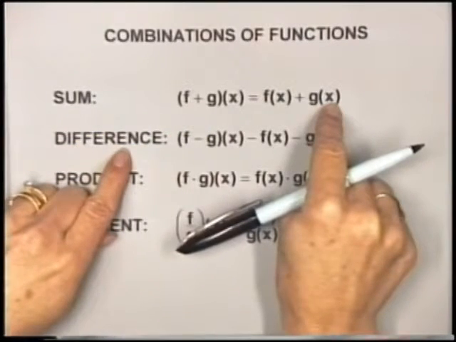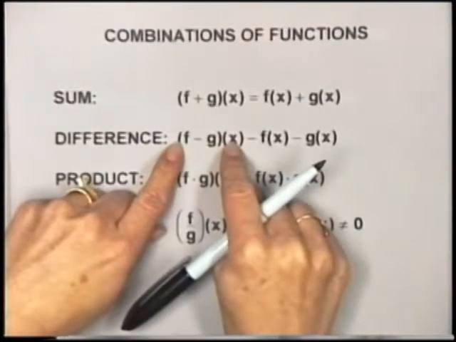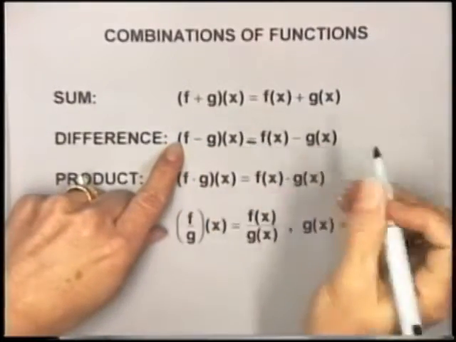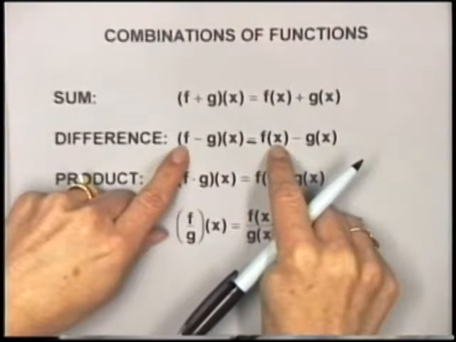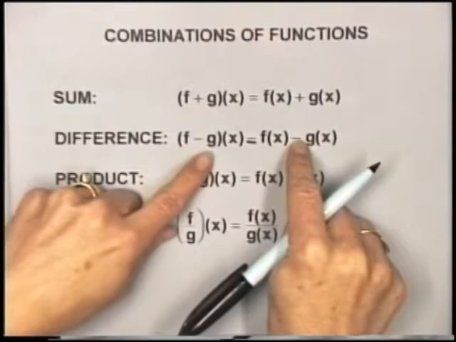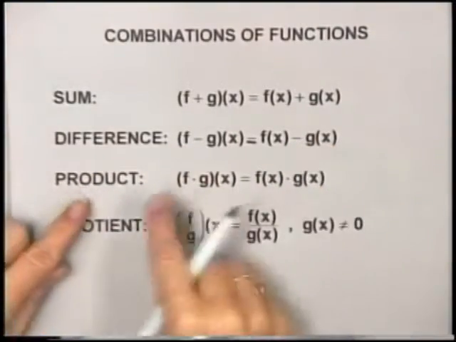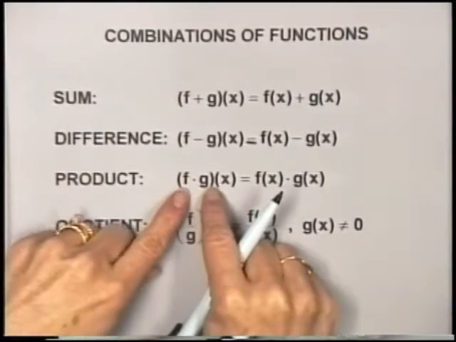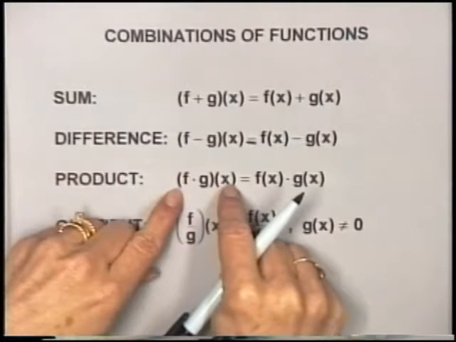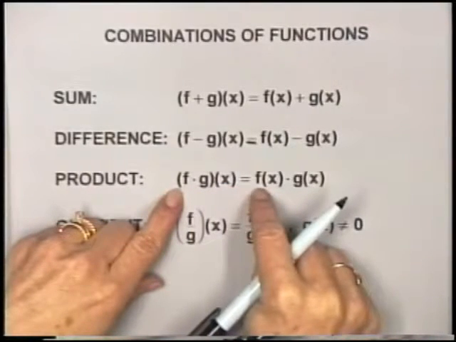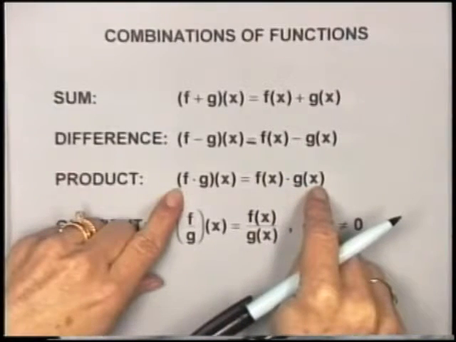The difference of two functions, f minus g of x, that should say equal, is equal to the first function listed here, f of x, subtract the second function listed here, g of x. The product of two functions is written like this, f times g of x. This is found by doing f of x times g of x.